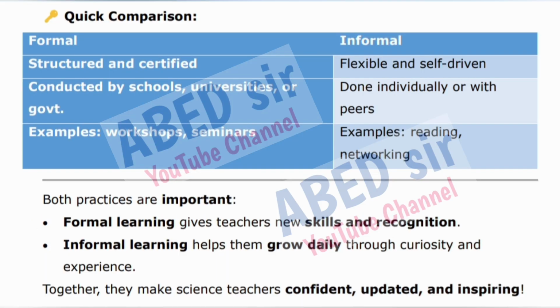Quick comparison: formal, informal. Structured and certified, flexible and self-driven. Conducted by schools, universities, or government, done individually or with peers. Examples: workshops, seminars. Examples: reading, networking. Both practices are important. Formal learning gives teachers new skills and recognition. Informal learning helps them grow daily through curiosity and experience. Together, they make science teachers confident, updated, and inspiring.